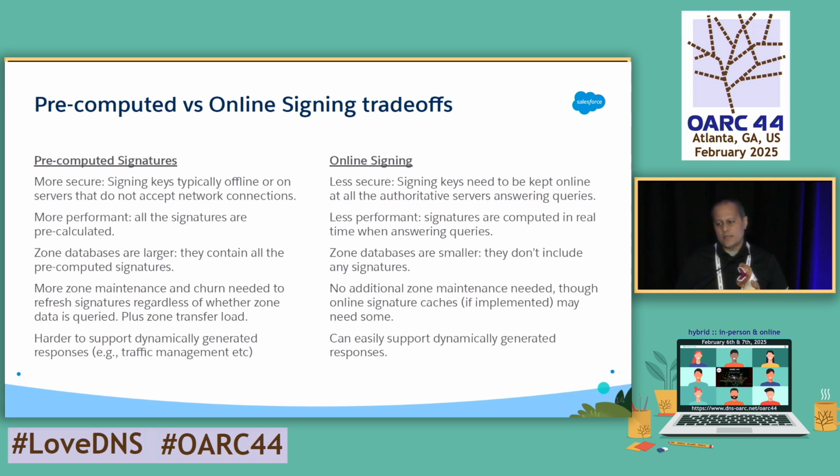On the flip side, pre-computed zones are much, much larger, right? Because they have all the signatures in them. And generally, zone maintenance is much more burdensome because you need to keep refreshing the signatures as they approach their expiration, regardless of whether the data in the zone has actually changed or not. You just have to do this constantly. And the other thing I'll point out is that dynamically generated responses, things like traffic management, are generally much easier to implement with online signing, although they can be done with pre-computed signatures too.